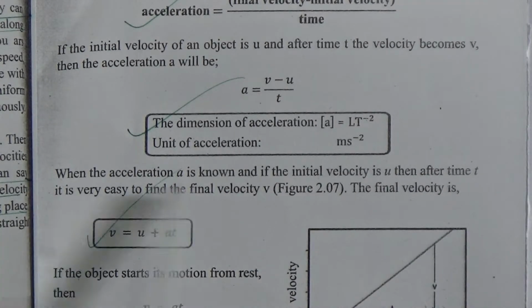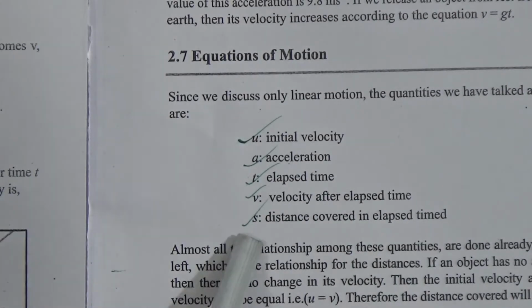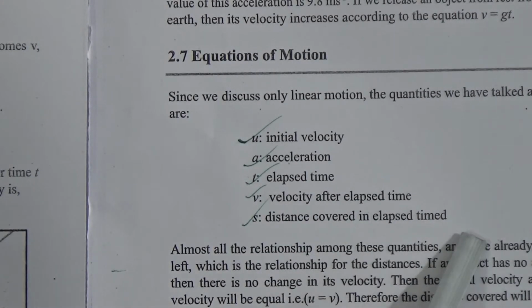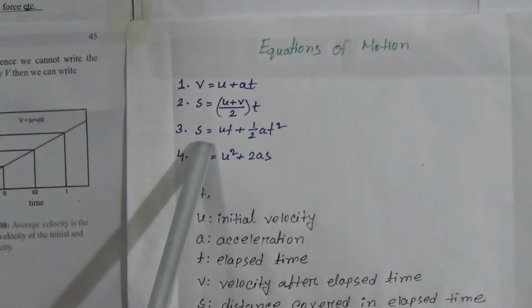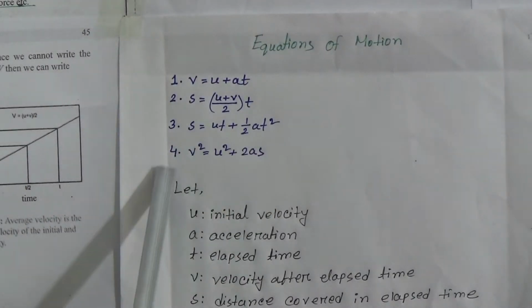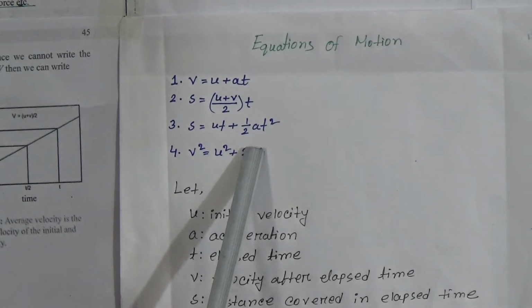Now we go to the equations of motion. Here u is the initial velocity, a is the acceleration, t is the elapsed time, v is the velocity after elapsed time, and s is the distance covered in elapsed time. My dear students, here are the four equations: v equals u plus at; s equals (u plus v) by 2 times t; s equals ut plus half at squared; and v squared equals u squared plus 2as.